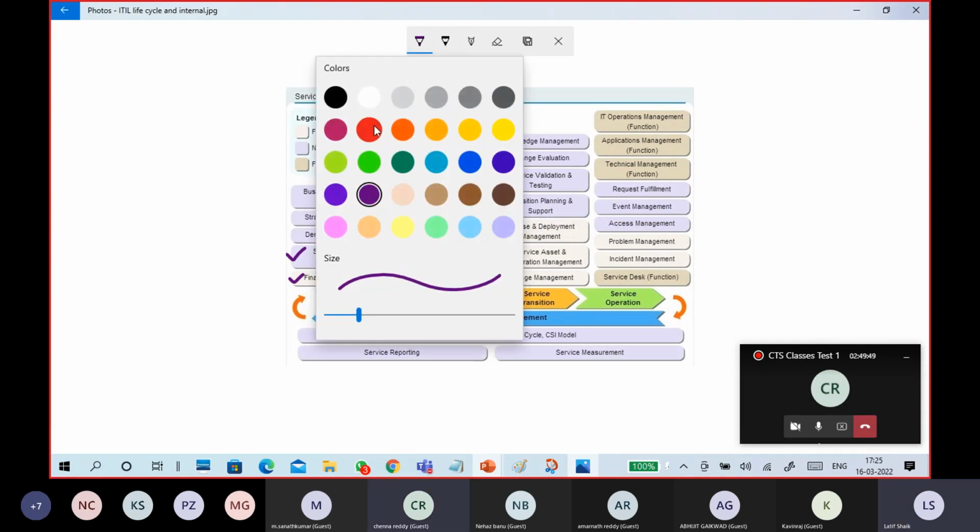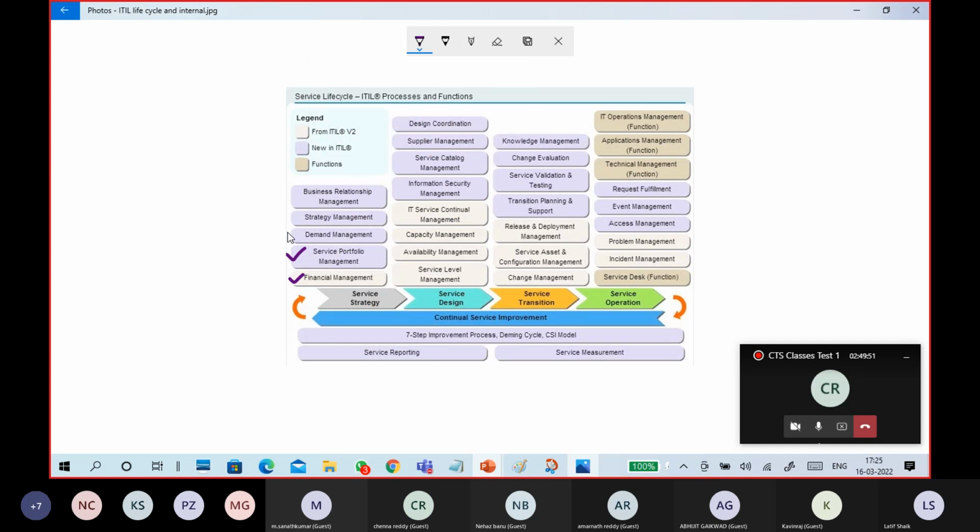Next one is demand management. Already I told you about the demand for normal egg and herbal egg. So demand management: what is the demand for the particular service? Like Office 365 has a lot of demand compared to other kinds of products. Maybe cloud services have more demand nowadays compared to all other services.